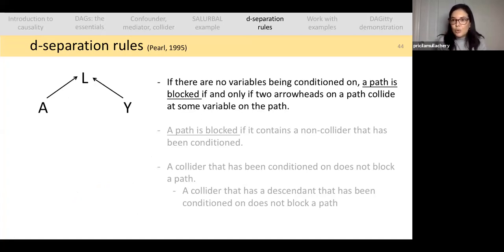But we're not going to go through how he proved it. There is an article at the end of the presentation, in the literature review, if you want to check how he did that. But we're just going to go very practically through the rules.